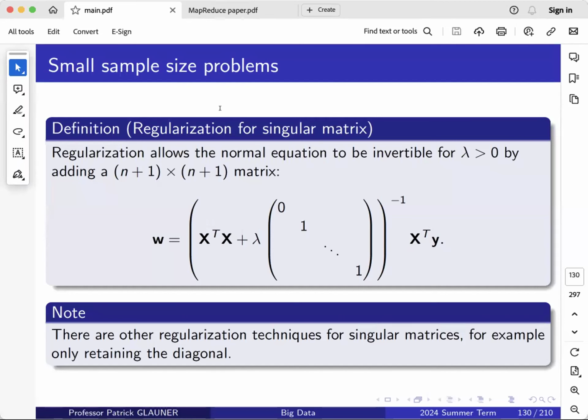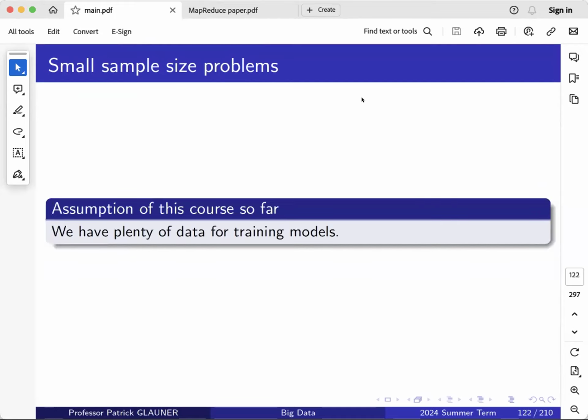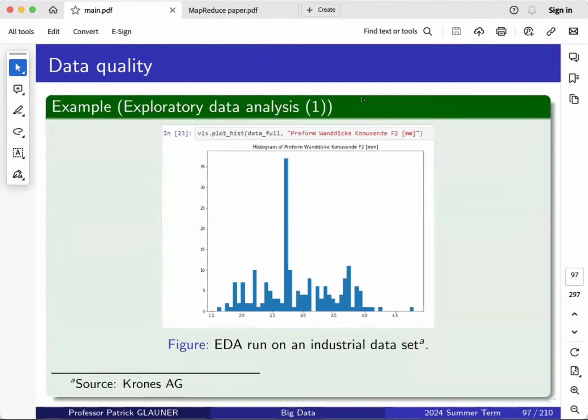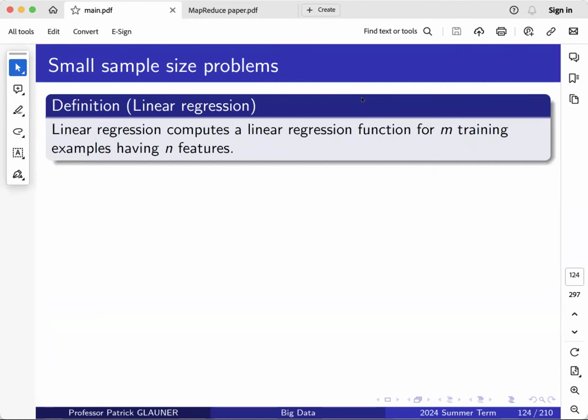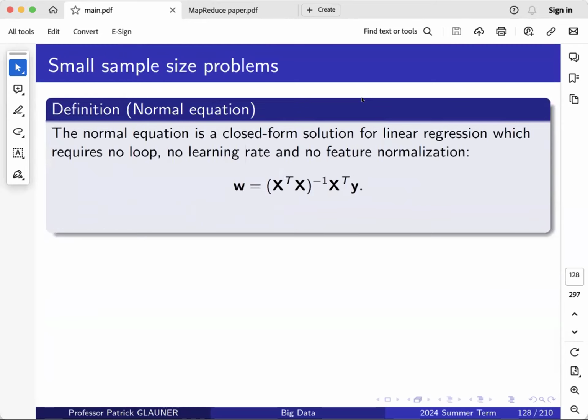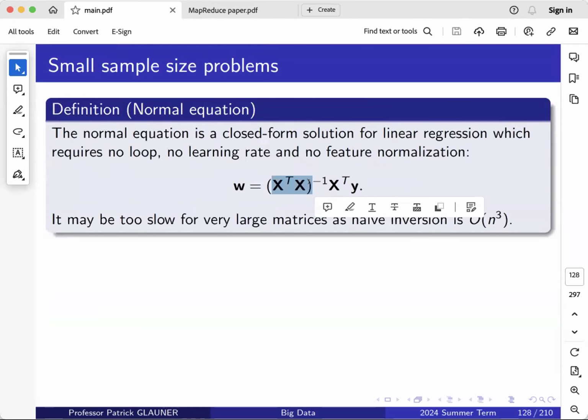So this is what we just looked at. As a quick summary for today, we looked in this big data, small data, all data chapter. We looked at initially data quality. We looked at biases. And then we looked at small sample size problems. And this XTX and inverting is something you see in a whole family of other machine learning models, not just in a normal equation, but in other machine learning models as well.